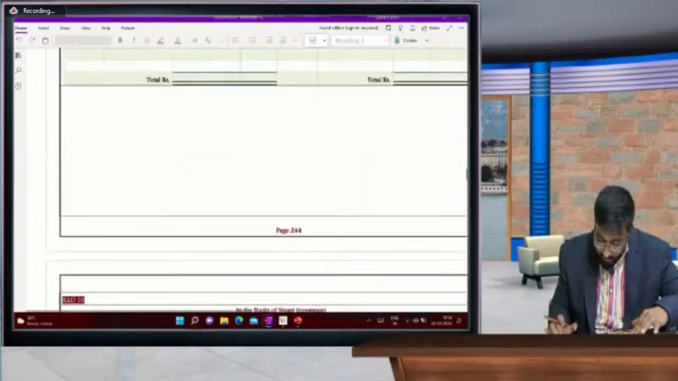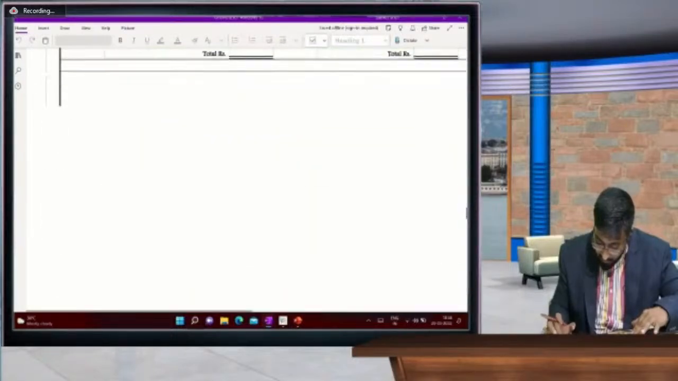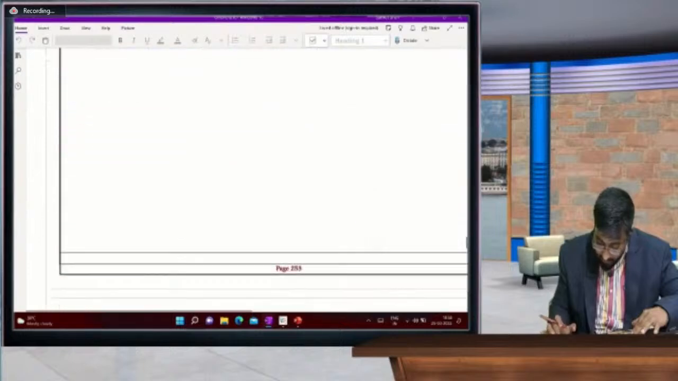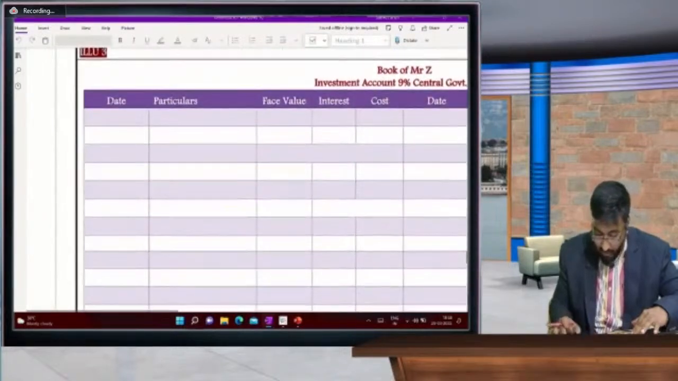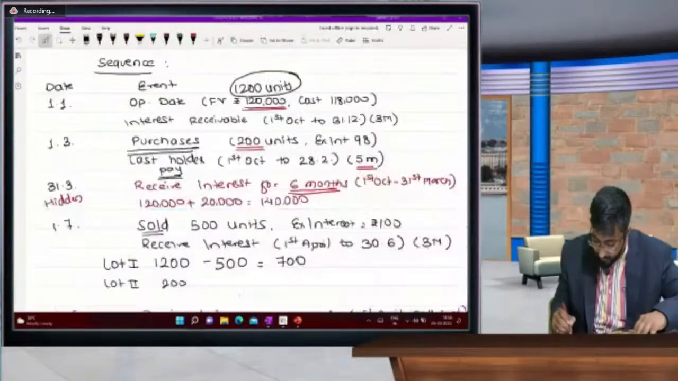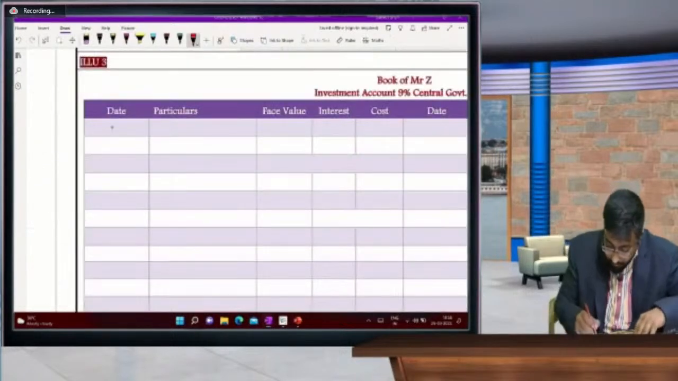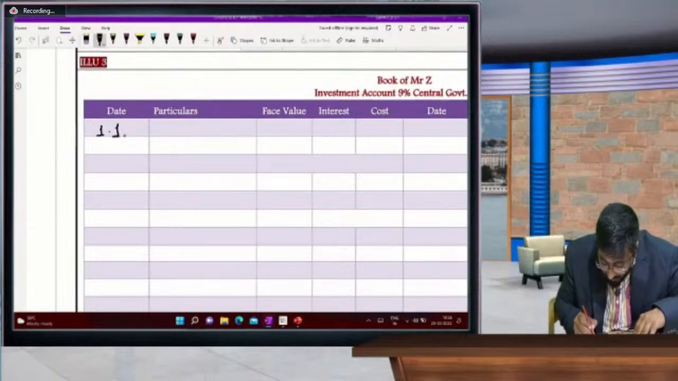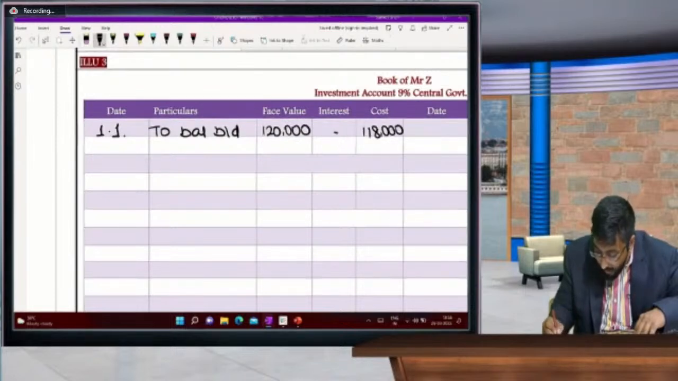Which TY के बेटा? TY के नंबर 333. यस बेटा, विदाउट फिगर इच लिखना है. हाँ चलो सीक्वेंस. 1st डे. चलो वापस से एक बार. 1st डे in sequence. Opening date. Yes. What I'm going to write? Don't write anything. What I'm going to write, beta? 1st Jan. To balance brought down. What is the face value? 1,20,000. Very good. And what is the cost? 1,18,000.